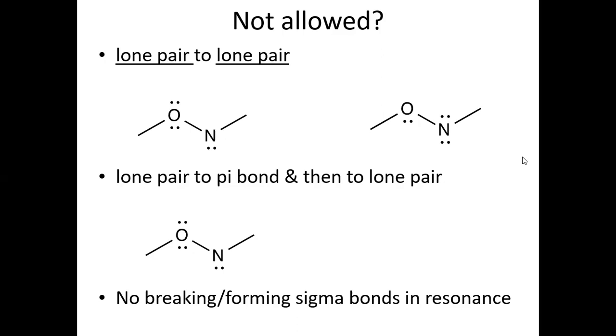The sigma bonds are our structure. They are our skeleton backbone. You do not break any of them. You do not form new ones. Every atom should always be connected. You're never going to break anything in a resonance structure. All right, that's the important thing.